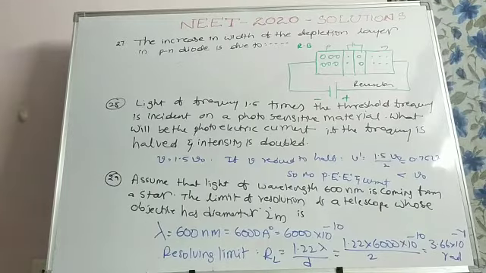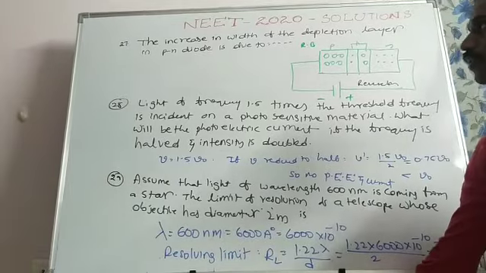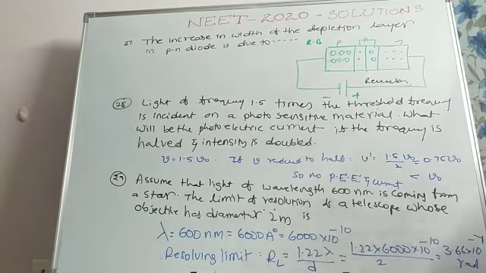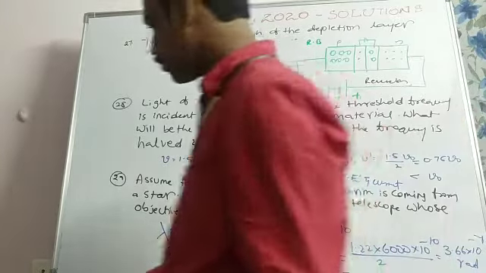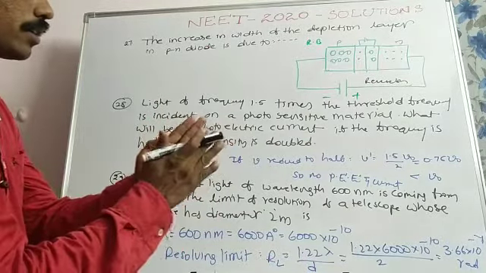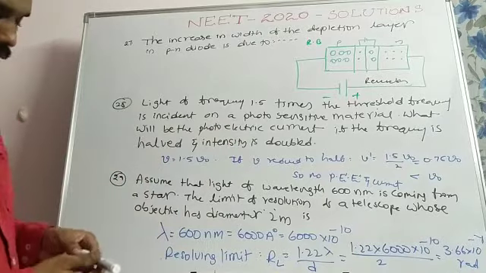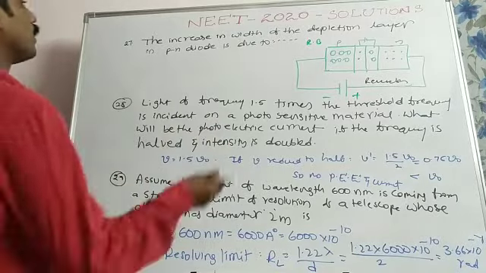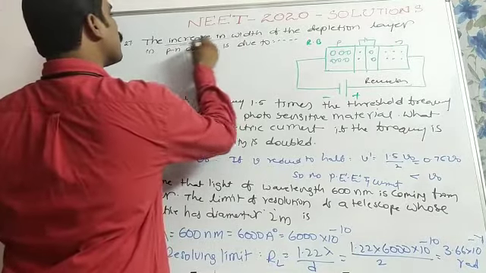Now here is another question, the 27th question. The increase in width of the depletion layer in a PN junction diode is due to what? In forward bias condition, the width of the depletion layer decreases. But here it is asked about the increase in width of the depletion layer.